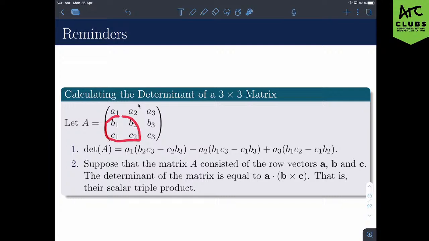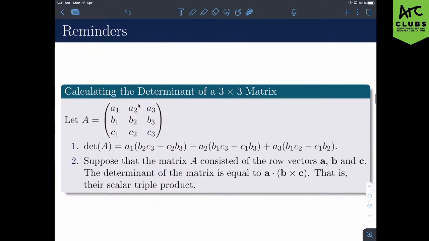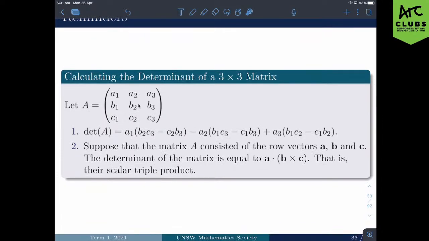this matrix here. I don't know why I'm so out of breath. I feel like I literally just been talking. I might be very unfit, but anyways.